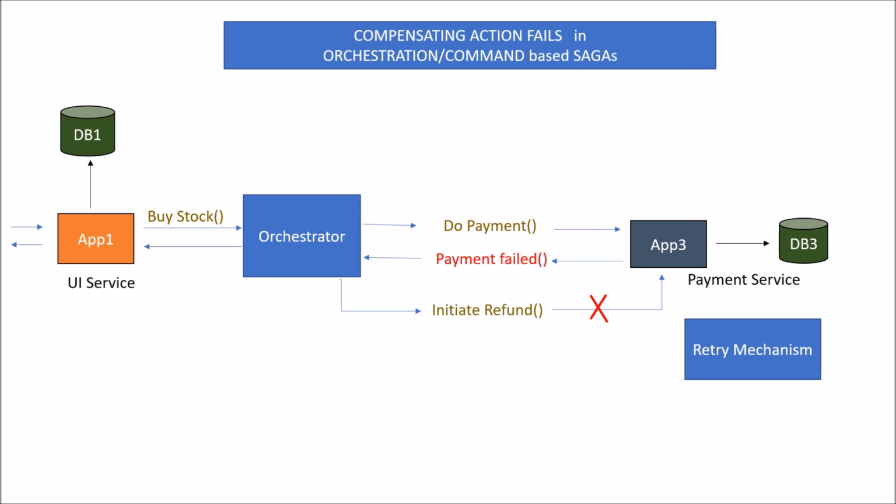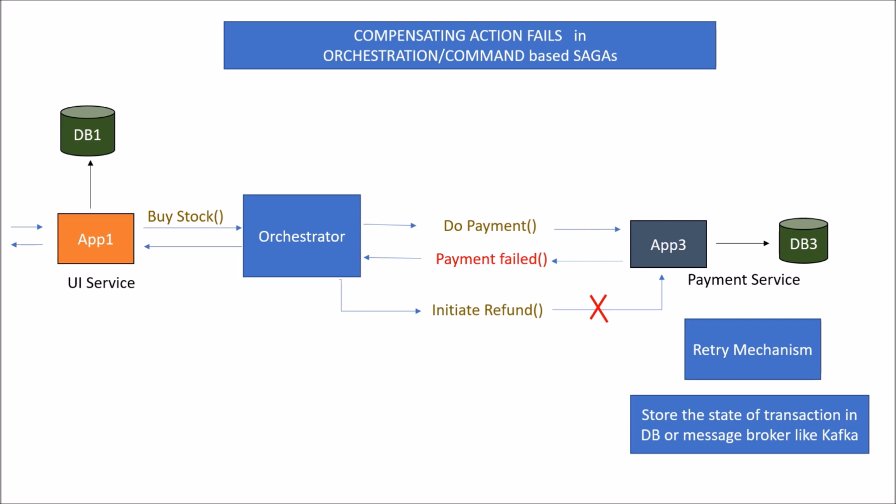So again, after the retry limit is reached and it is failing again, there is only one thing we can try to do, that is store the state of the transaction maybe in a database or a message broker like Kafka, and after some time try to initiate again. So these things, like a retry mechanism and storing the state of the transaction or the transaction itself in a database or message broker, you can try if your compensating action is failing.